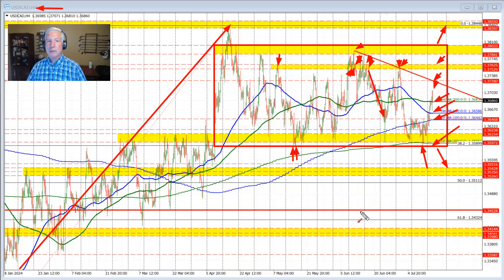And then we start to look toward the extremes and other levels like this trend line, or this swing area down here. So that's my look at the dollar versus Canada after all the data and after all the ups and downs that we've seen. At some point, we're going to break, but when?